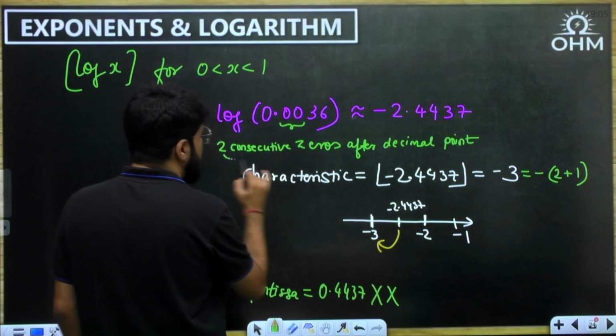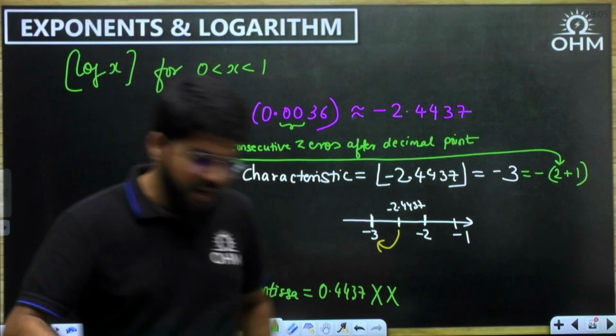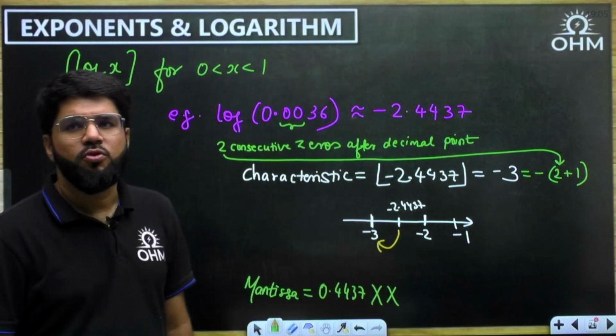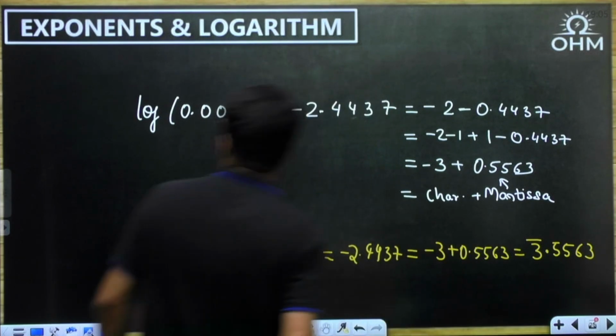These are 2 consecutive zeros, and the characteristic is 2 plus 1, but negative. Negative of 2 plus 1. Okay. Let me write down one more example here with reference to this calculation.